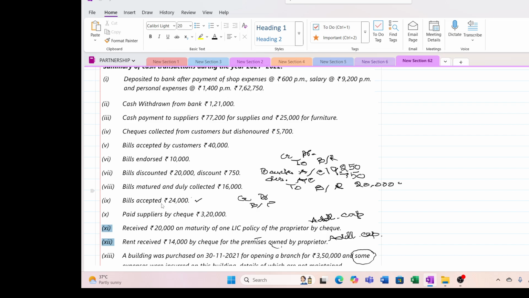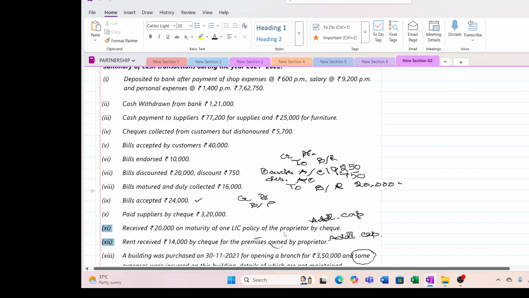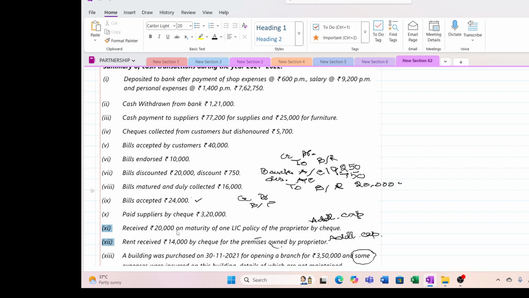Paid suppliers by cheque. So you have made payment to suppliers through bank and received 20,000 on maturity of one LIC policy of the proprietor. This is a personal amount received, but it is received in the business account and is not withdrawn by the proprietor. So it is used in the business. When any amount given by the proprietor is used in the business, it is an additional capital introduced into the business.